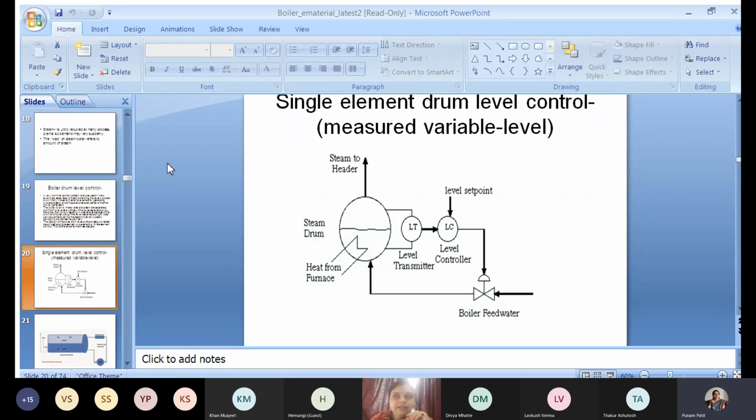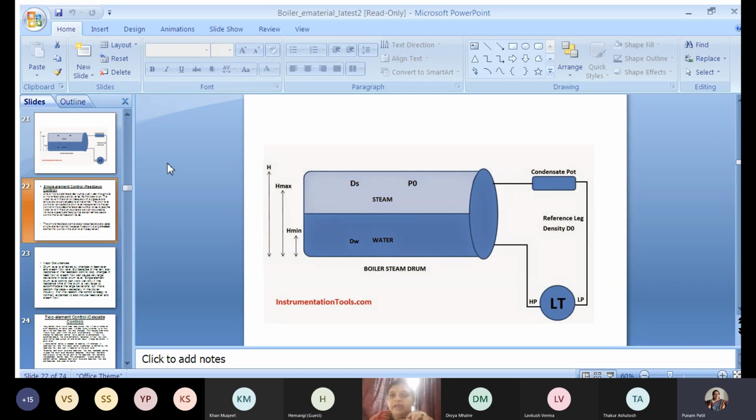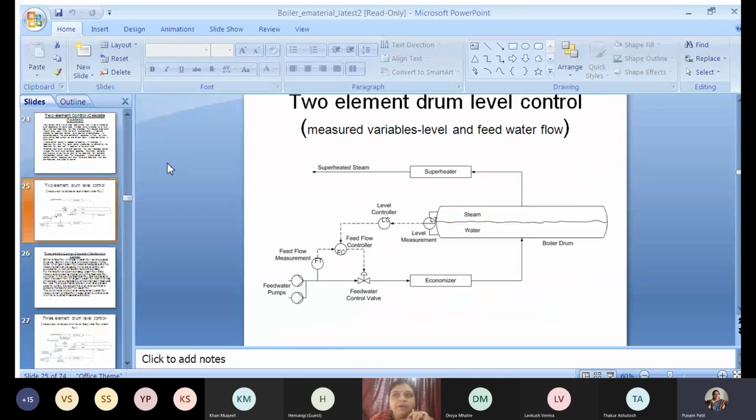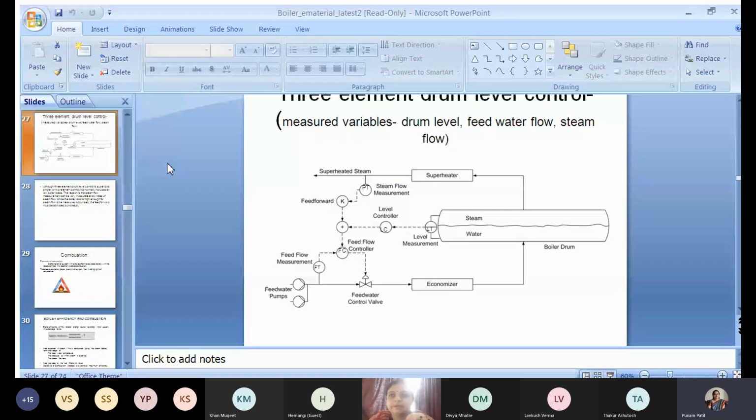This is the diagram for the single element drum level control, where you can see only one variable is measured and the boiler drum level is controlled. Next, you will see two element drum level control, where level as well as the feed water flow is measured and boiler drum level is controlled. That's why it is called two element. In the three element, drum level, feed water flow, and steam flow, all these three variables are measured and the boiler drum level is controlled. That's why it is called three element drum level control.